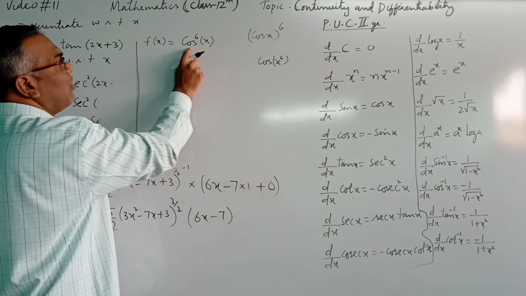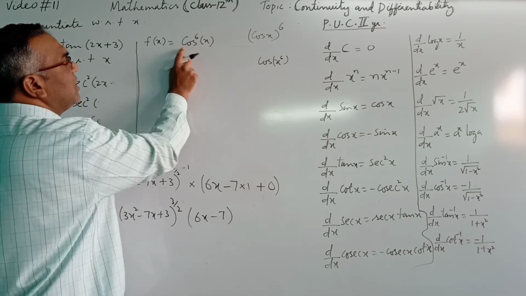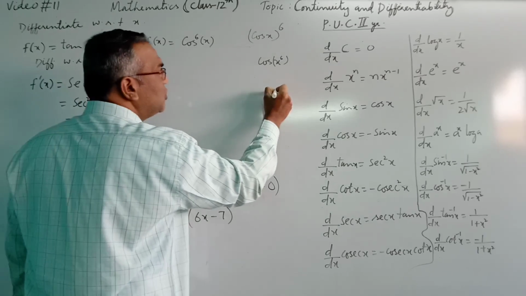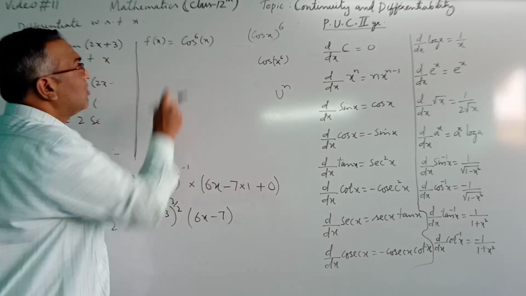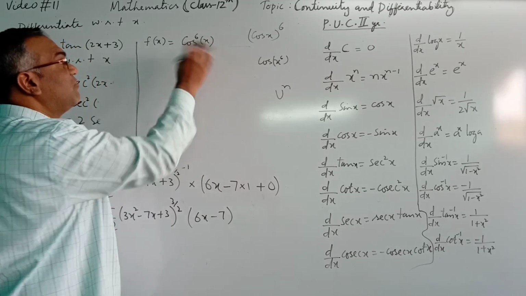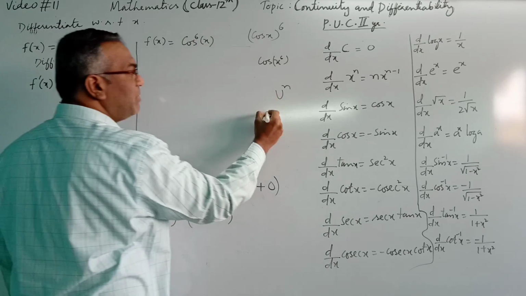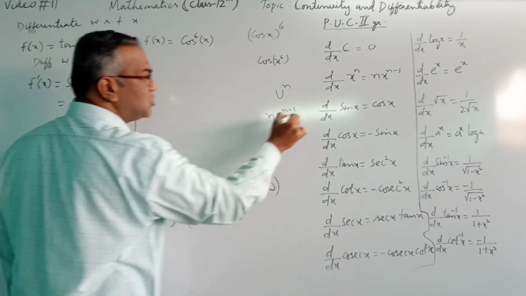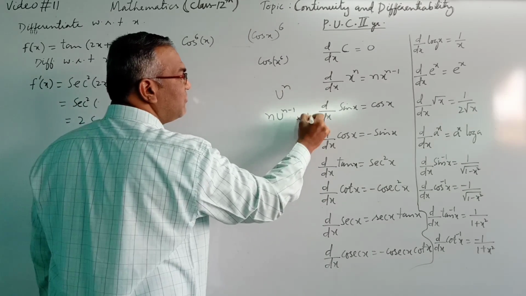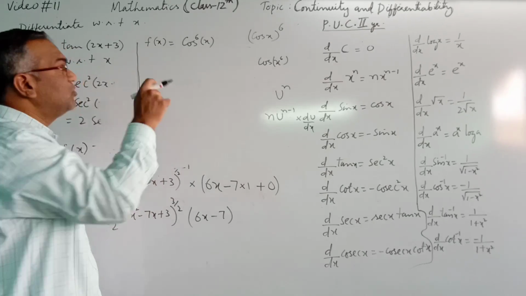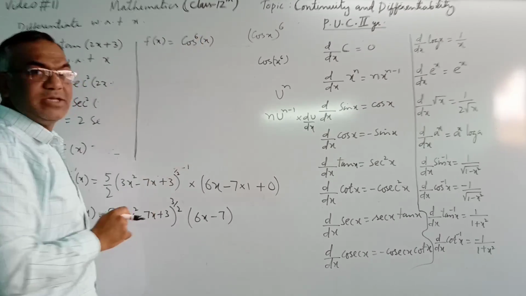Now this is again in the form of x raised to n. Imagine cos x is x. Or this is in the form of u raised to n, you can say. Cos x is u, where u is another function of x, right? So this will be n u to the power of n minus 1 into, then again, differentiation of u. That is important. du by dx, differentiation of u. This is u to the power of n.